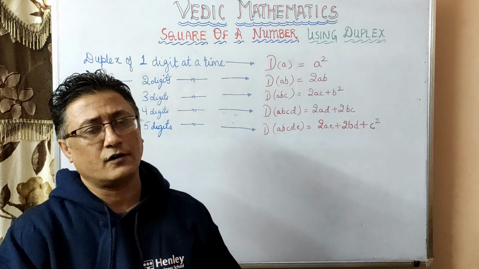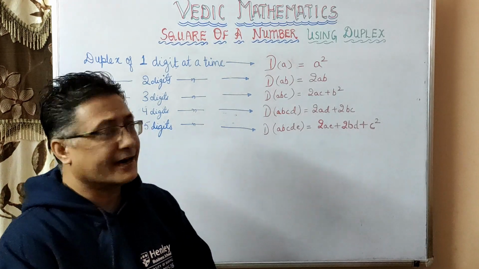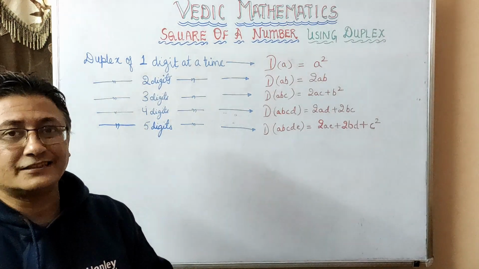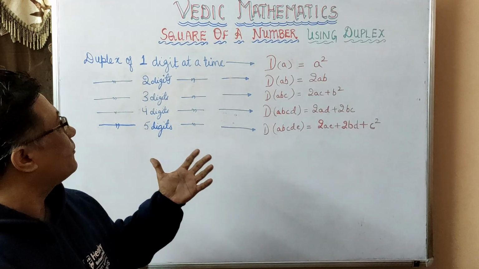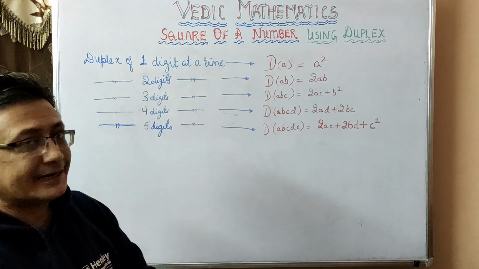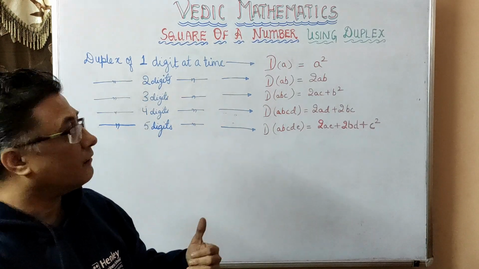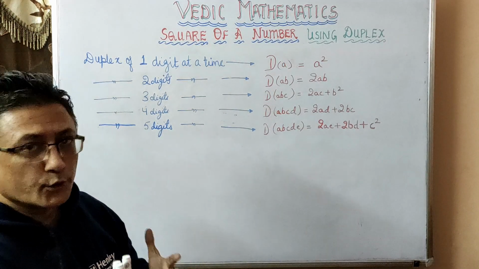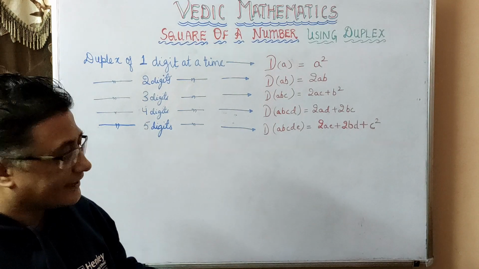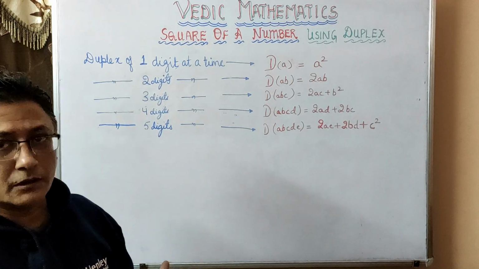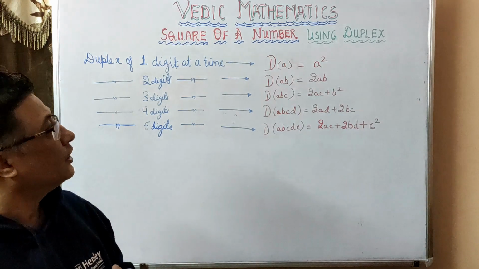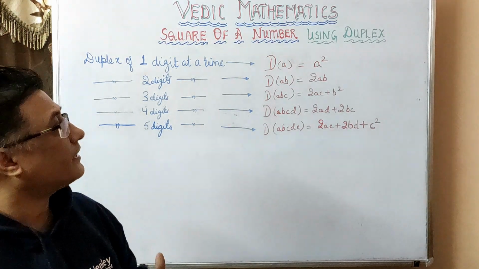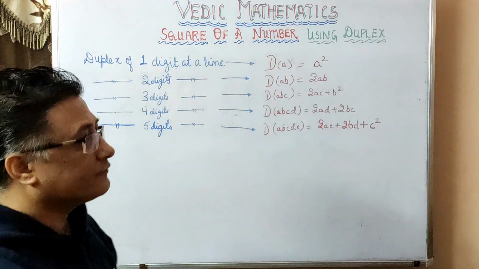I hope that you have watched our previous videos on this series regarding Vedic mathematics. Now, continuing the series, we are sharing how to calculate the square of a number. Vedic mathematics uses a method called duplex to calculate the square of a number. So, what is this duplex? Whenever you have to calculate the square of a number using Vedic mathematics, you must first know what a duplex is and how to find the duplex of a number.